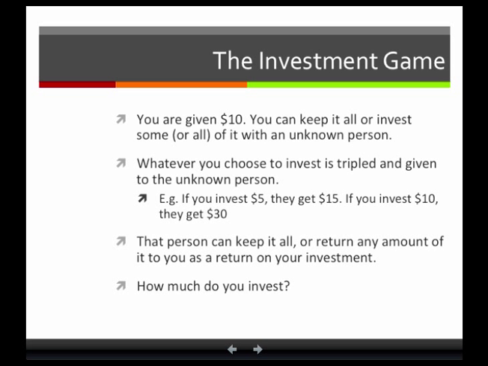And then that unknown person has the option of either keeping all the money or returning any amount of it to you as a return on your investment. So for example, you get $10, you invest $5, $15 ends up with the unknown person, and that unknown person may say, well, I know that the original person invested $5, so I'm going to give them $7 back. So you invested $5, you get $7 back, and then the unknown person gets to keep the rest of it, the other $8. They also could keep everything and give you nothing back for your investment, or they could give you all the money they got.